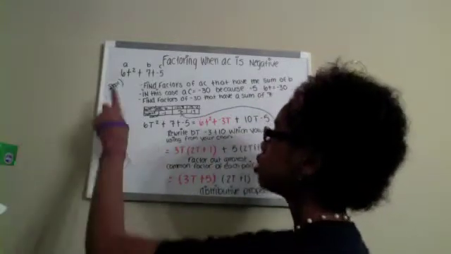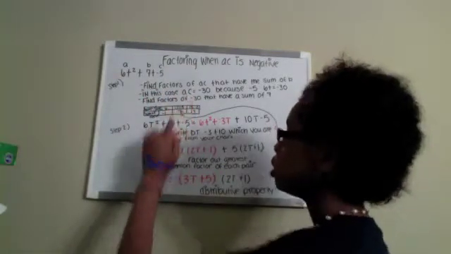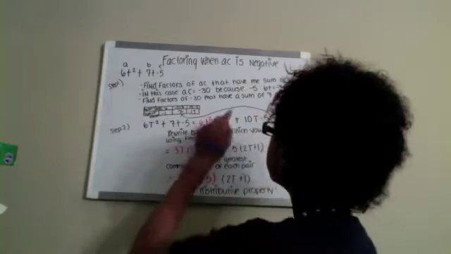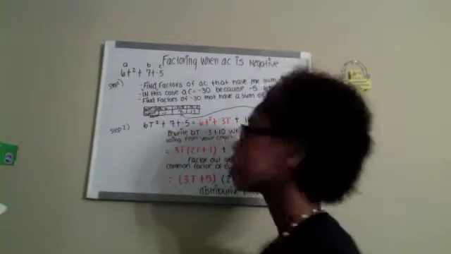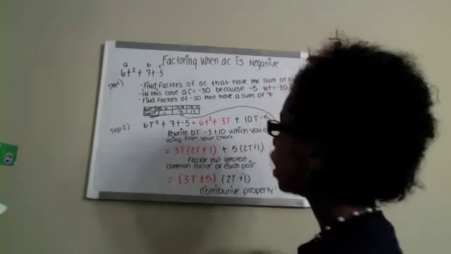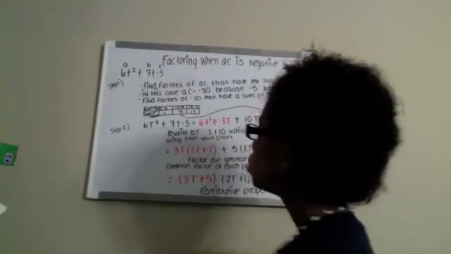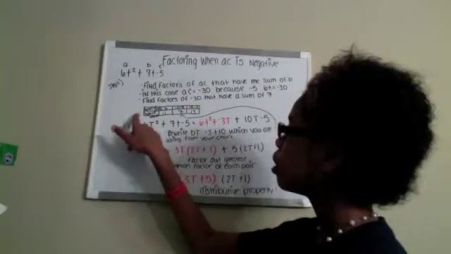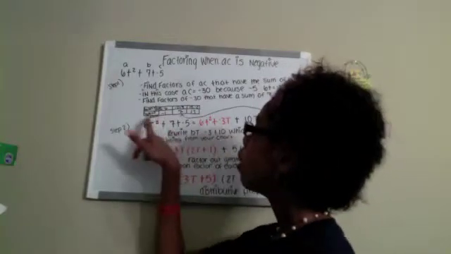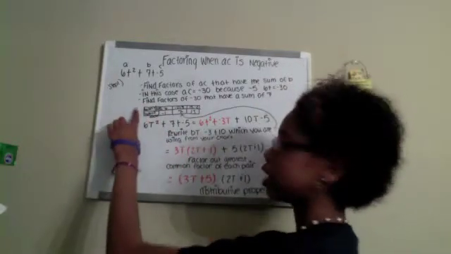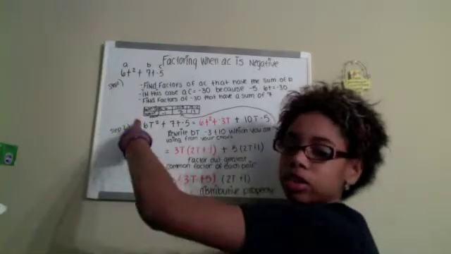So you want to find the factors of a and c, which in this case, AC equals negative 30, because negative 5 times 6 equals negative 30. Find factors of negative 30 that have a sum of 7. Then you want to make a table with 4 columns and 2 rows. In one of the columns I wrote factors of negative 30 and sum of factors.